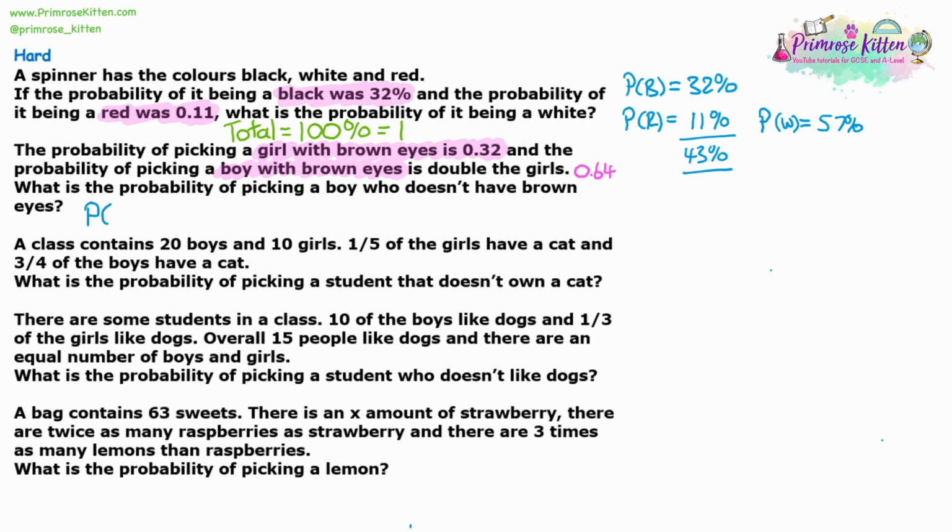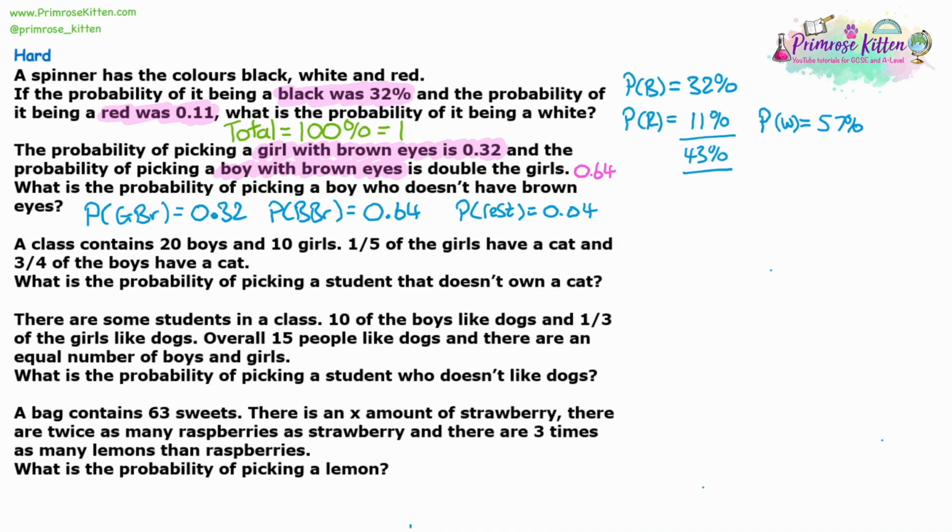So if the probability of choosing a girl with brown eyes is 0.32, and the probability of picking a boy with brown eyes is 0.64, then the probability of the rest, so that could be blue eyes, green eyes, hazel, anything in between, for boys and girls, it all needs to add up to the total. It's going to add up to 1. So 32 plus 64 is going to give us 96. That leaves us with 0.04 left over for the rest. They all add up to 1.